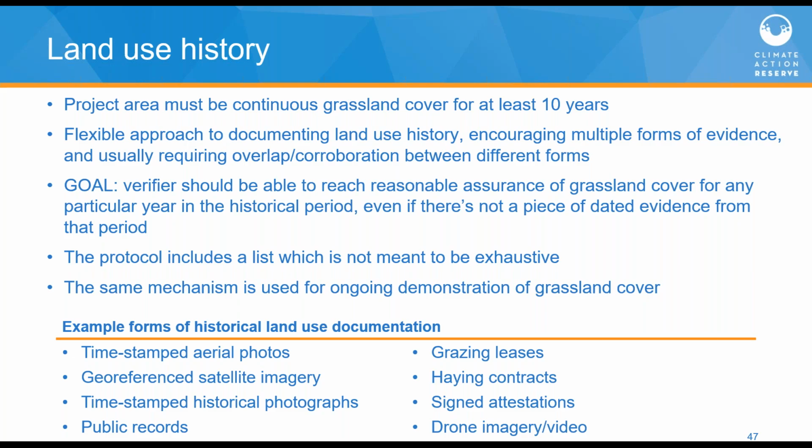So we ask for essentially 2 different forms. So you've got kind of corroboration of 2 different forms of evidence. You could have time-stamped aerial photos, you could have satellite imagery, you could have some grazing leases. So if you show that you were leasing that property out for grazing every year for the last 10 years, during the growing season, then that kind of thing can help demonstrate that land use history. This is something that only really occurs in that initial verification to sort of set the baseline.